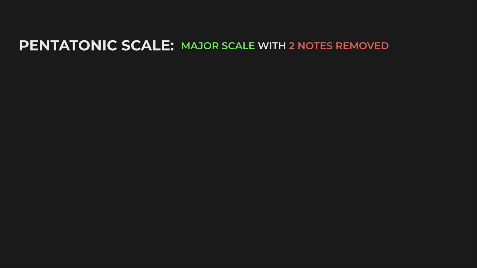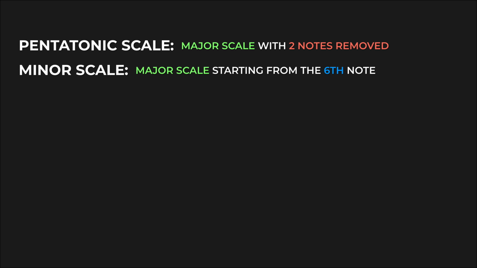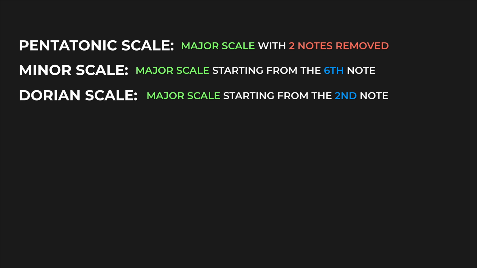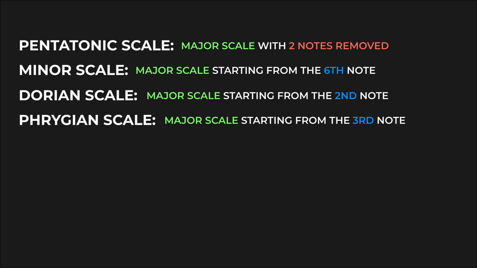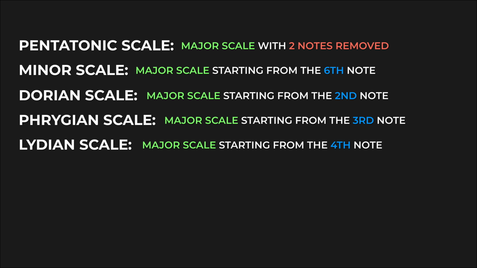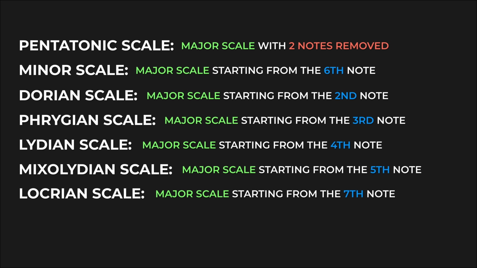As for scales, the pentatonic scale is just a major scale with 2 notes removed. The natural minor scale is just a major scale starting at its 6th note. The Dorian scale is just a major scale starting from the 2nd note. Phrygian from the 3rd, Lydian from the 4th, Mixolydian from the 5th, and Locrian from the 7th. And now you know your modes.